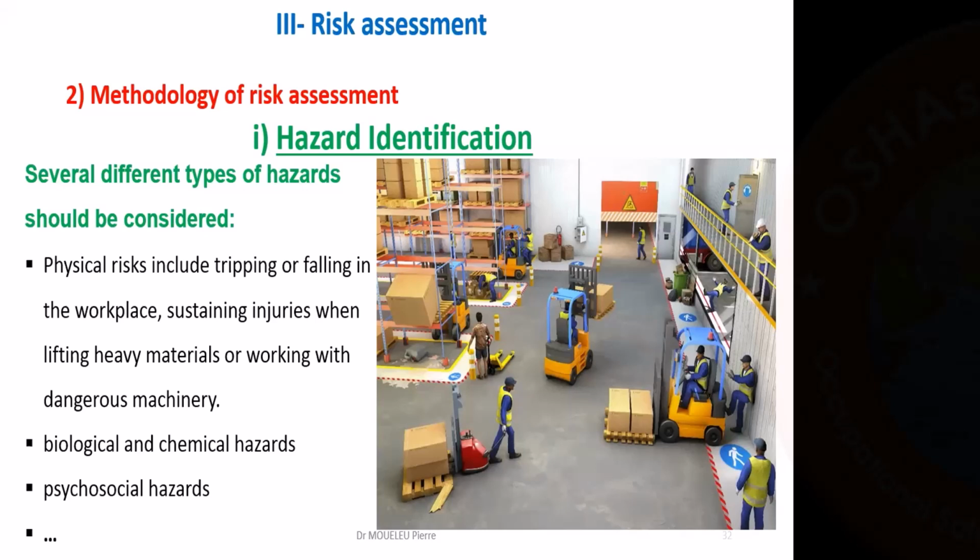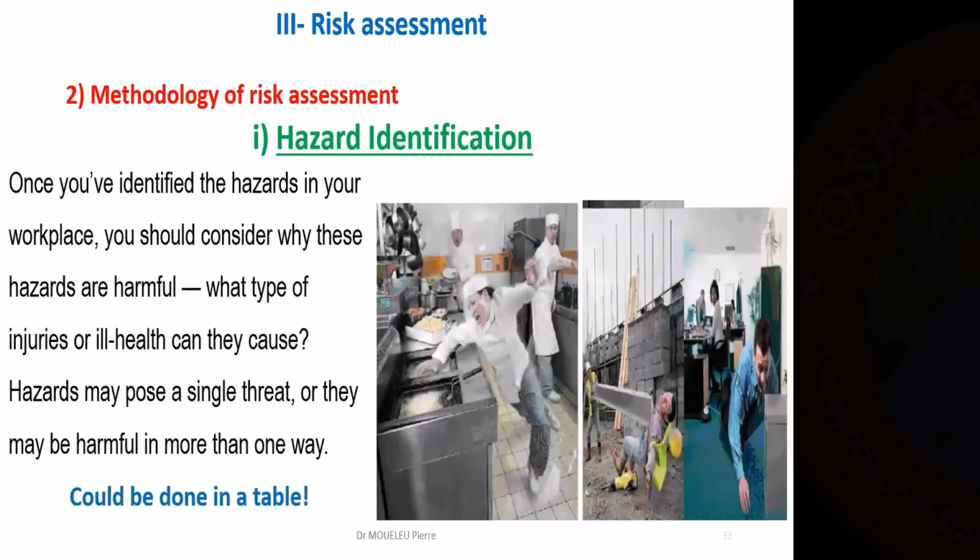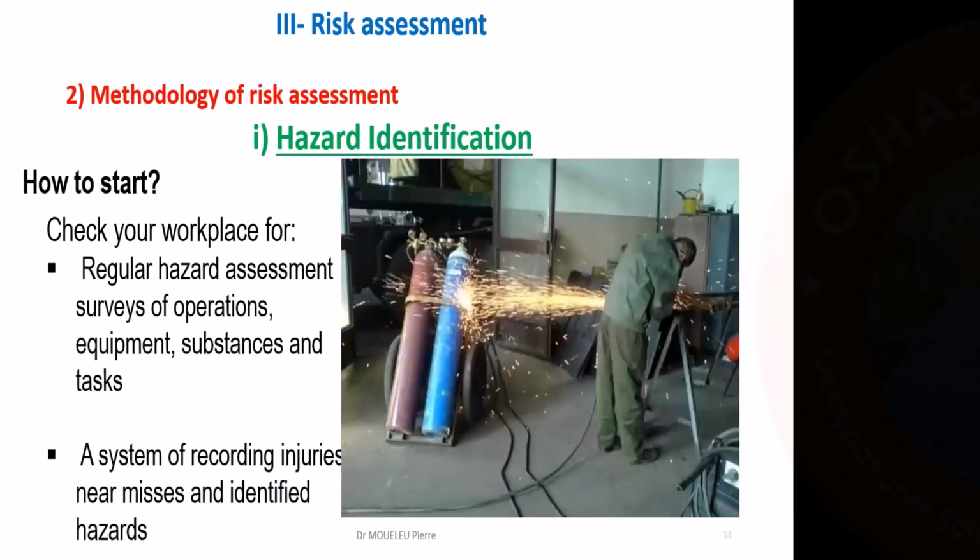We have biological and chemical hazards, psychosocial hazards, and so on. And once you have identified the hazard in your workplace, you should consider why these hazards are harmful. What type of injuries or ill health can they cause? Hazards may pose a single threat. They may be harmful in more than one way. So you should ask yourself all this, and it could be done in a particular table.